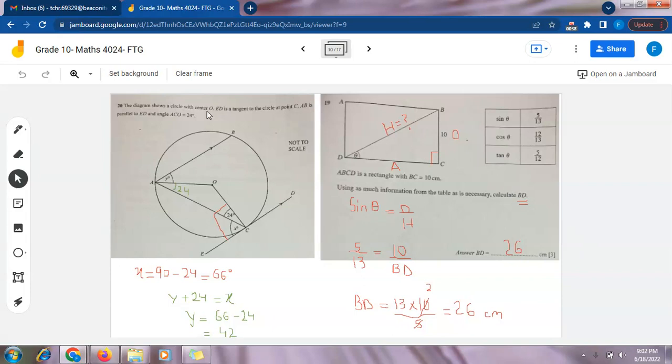This is question number 20. In this question, the diagram shows a circle with center O. ED is a tangent, touching the circle at point C. AB is parallel to ED. This line AB is parallel to this line ED. When the term parallel comes, we can clearly see the formation of a Z in this figure. When there is a Z in the figure, we can use the concept of alternate angles. And the last thing is that angle ACO is given as 24.